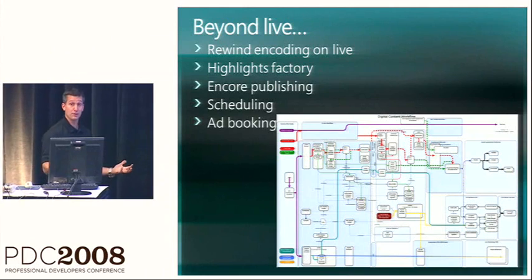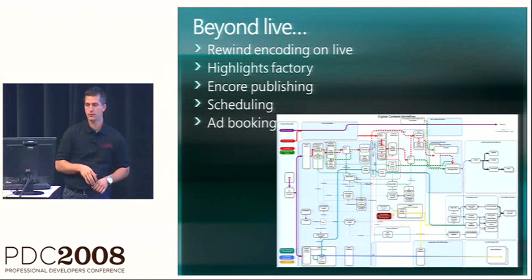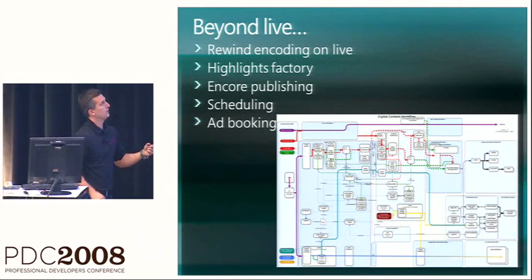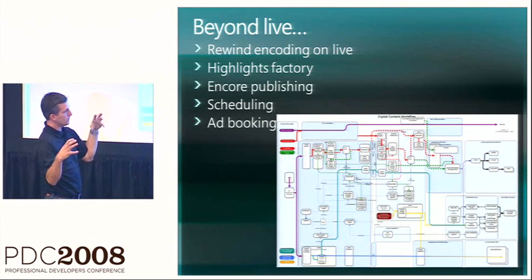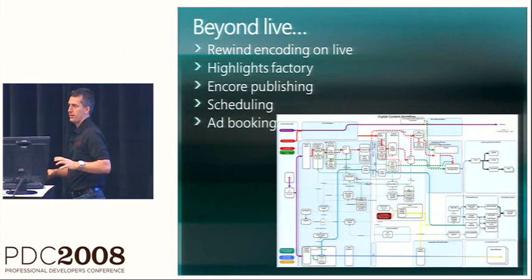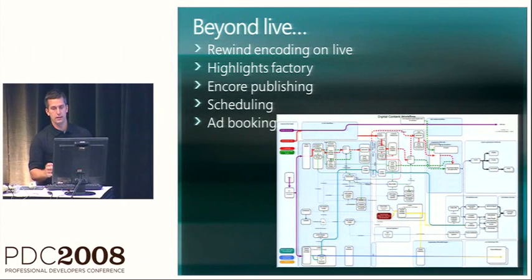We had this highlights factory thing going, so we had all those interns sitting there creating highlights. We had Encore publishing. We had people making scheduling changes. We had people doing ad booking. And what you see here, this is a slide of all the systems that NBC built and or glued together in order to handle the workflow for the Olympics. And there was roughly about 8 individual systems that they had, and it was an integration nightmare.